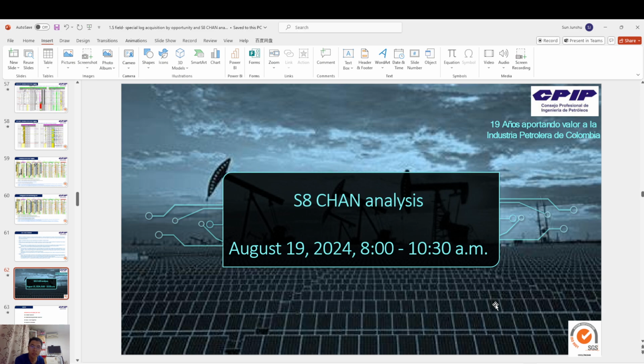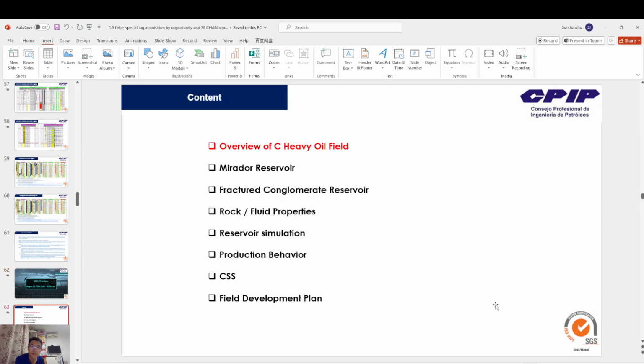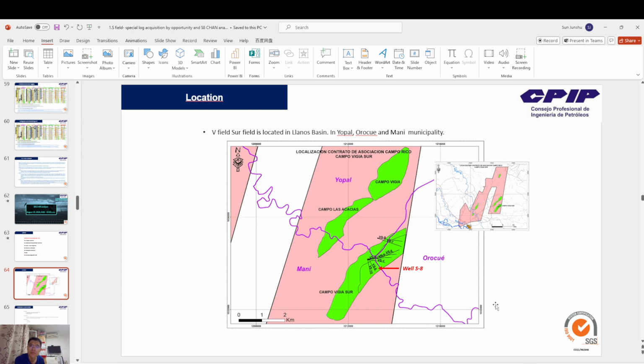S8 field analysis. Location: Wheatfield is located in the Llanos Basin in the municipality.